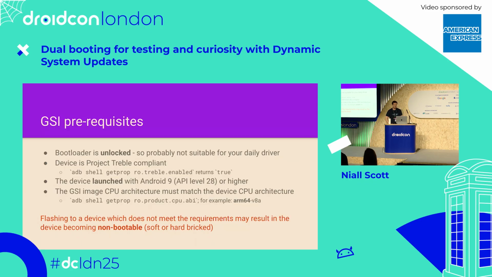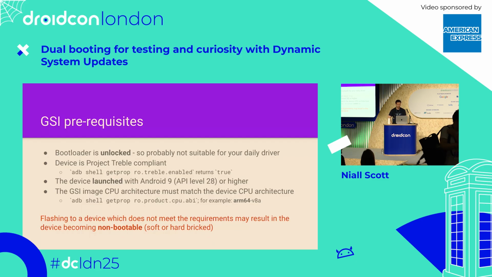The GSI image CPU architecture must also match the CPU architecture of the device that the image is being flashed to. If it doesn't match, the process will fail. So use the ADB command that is given on the screen to determine what CPU architecture your device is. And I just want to draw your attention to the warning at the bottom of the screen: flashing an image which does not meet the requirements may result in the device becoming non-bootable, soft or hard brick. So soft brick being that it's recoverable, and hard brick meaning you've literally got a brick.